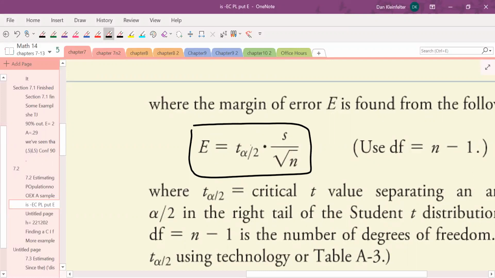It will be the T alpha over 2 that we were finding a minute ago, multiplied by S over the square root of n. Last time, for proportions, it was Z alpha over 2 times the square root of p hat q hat over n. So this bears some resemblance. It has a T alpha over 2 instead of a Z alpha over 2. The denominator here has a square root of n. Our difference is that the standard deviation S we're going to use today is where the p hat q hat square root would have been in the past.